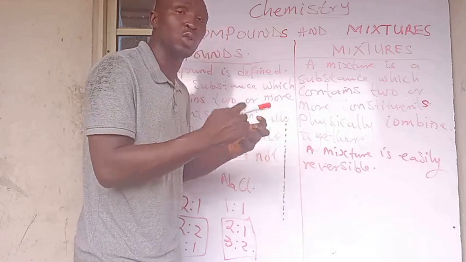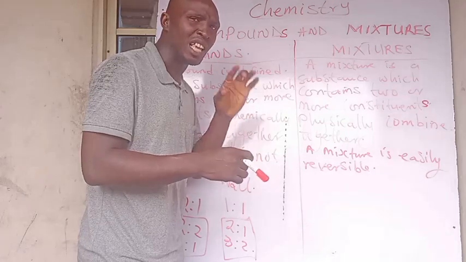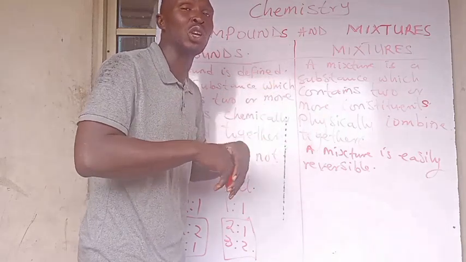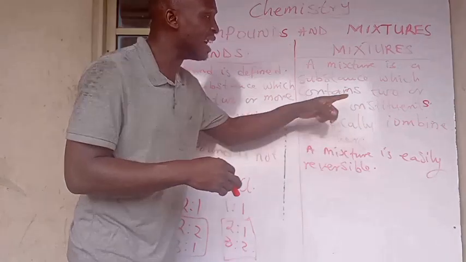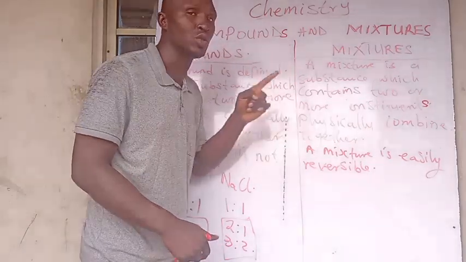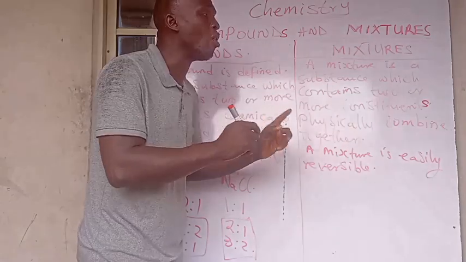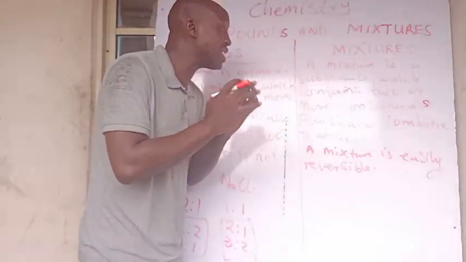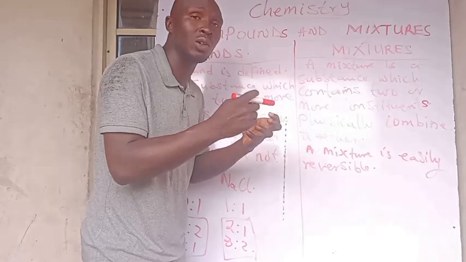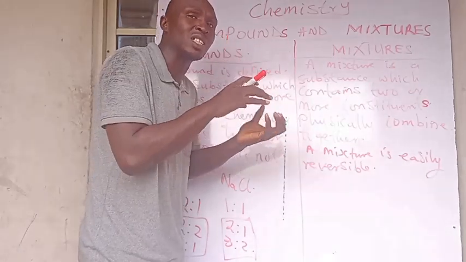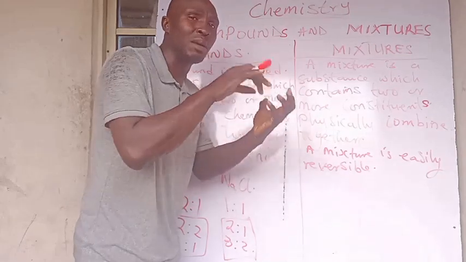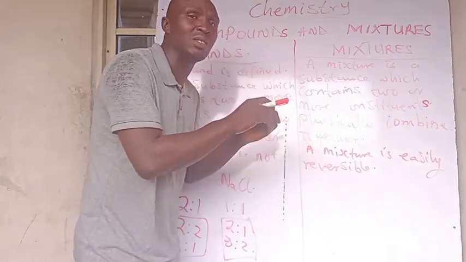For example, I want to mix salt and water. If you look at it very well, the salt is a compound, while water is also a compound. So that is why I did not use the phrase mixture of two or more elements physically combined together. What I use is two or more constituents. That is to say, the constituents can be anything. In this case, when you talk about salt and water, the constituents are a compound and another compound. It can be a compound and an element. It can be a compound and something else. It can be an element and another element.